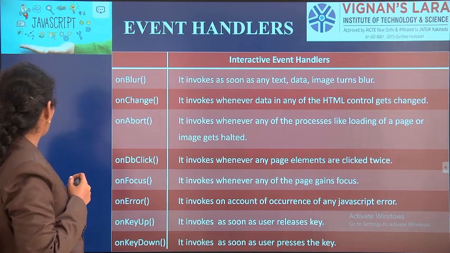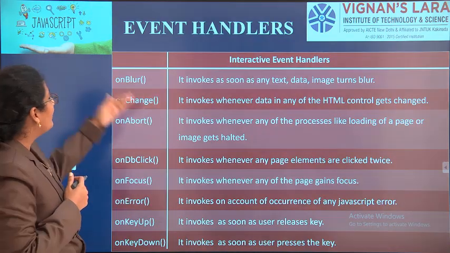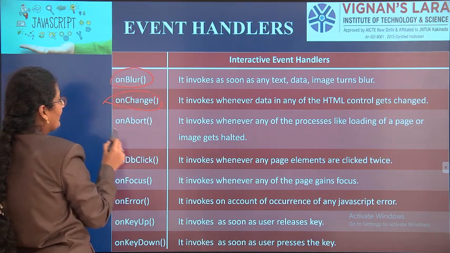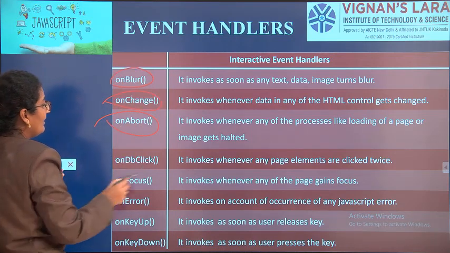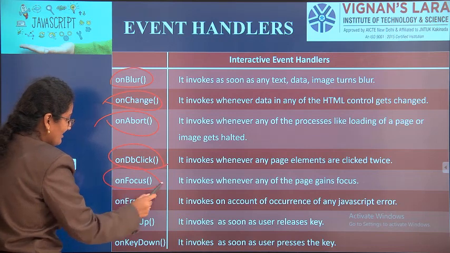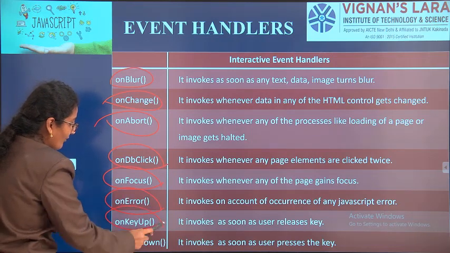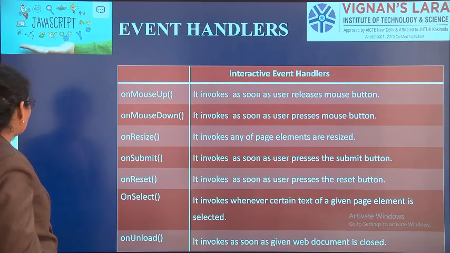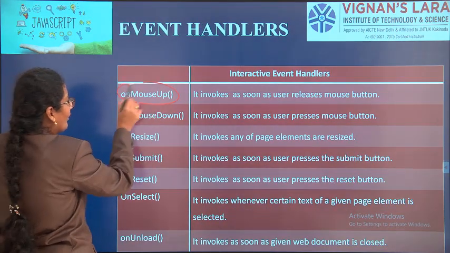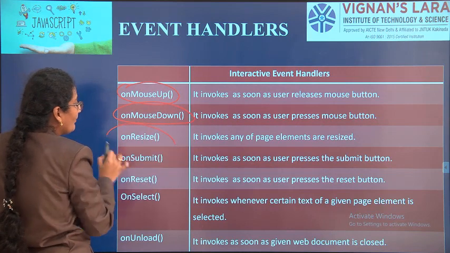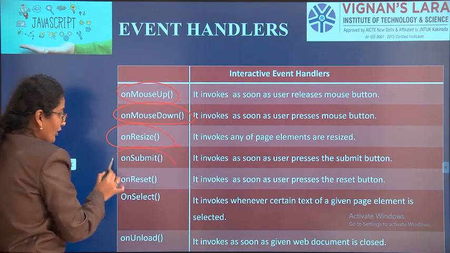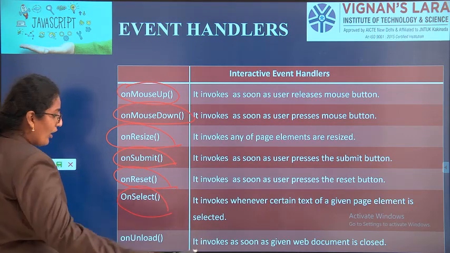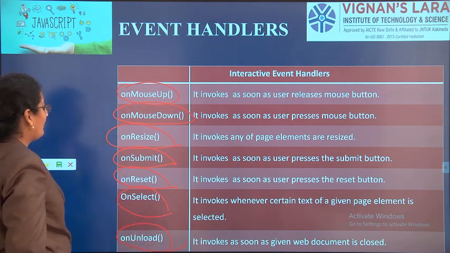So let us see the examples. If I perform something, some event should happen. For making blur, for changing the document, for cancelling the opening or closing of the file, for double clicking, for focusing, when we get an error, when we press the key, when we release the key. Likewise, when we click the mouse, when we release it, if we want to resize our page, perform submit or reset, select something, or else close everything, onunload.